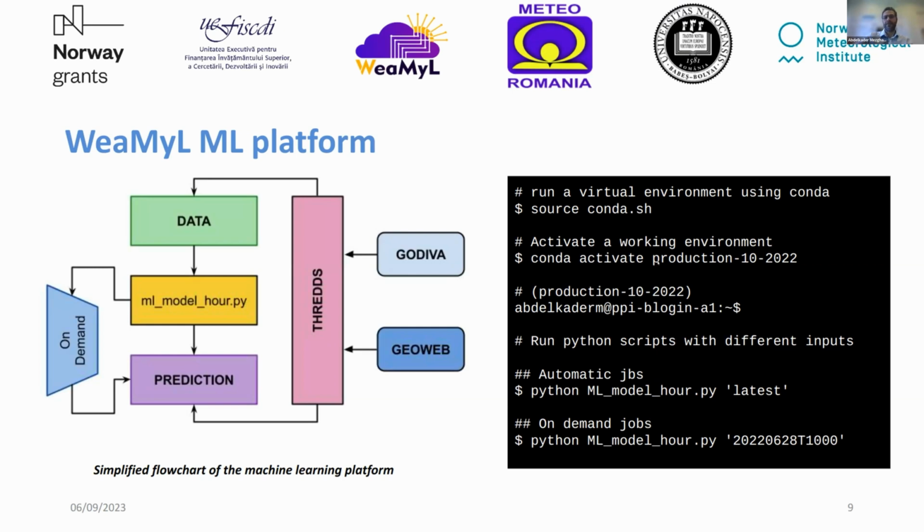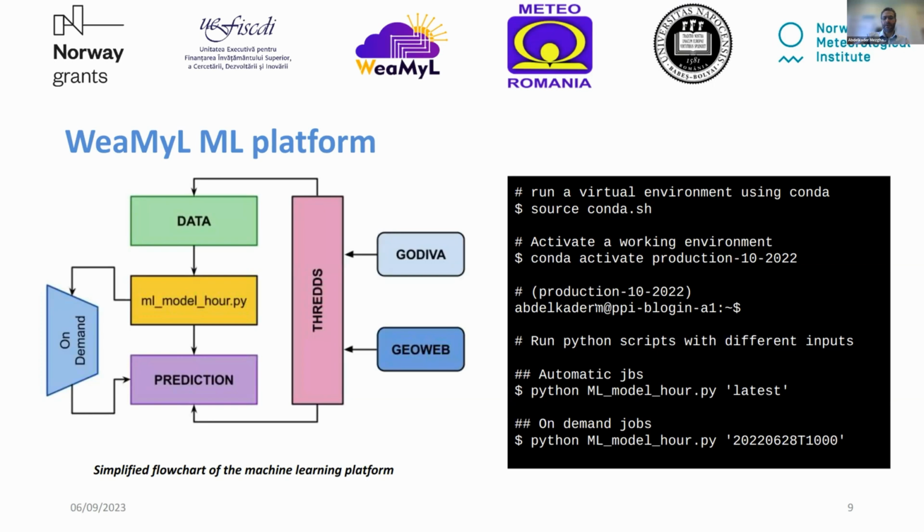To the right here, you have the description of the different command lines. So here we are in the Linux environment. All the things that have been developed are using libraries such as TensorFlow, which is a very well-known package used by machine learning developers. We basically run a virtual environment using Conda, which is a package manager, and then we activate this working environment to get all the libraries and packages that are needed to run the Python scripts and so on.